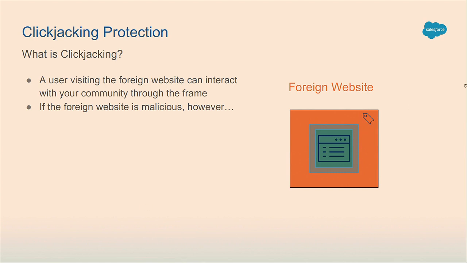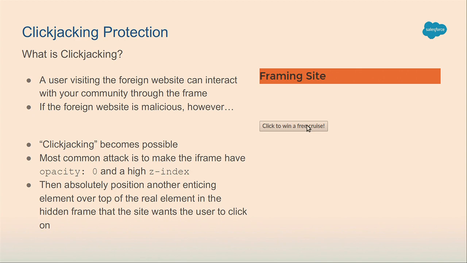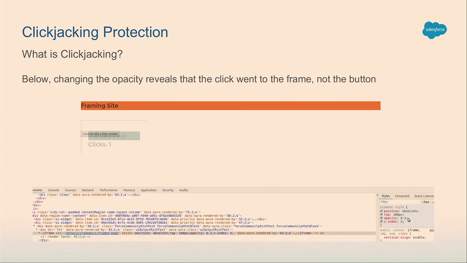So there's lots of valid use cases for this, but not every website out there is friendly, and they can just put your community in an iframe if they feel like it, and that's when clickjacking becomes possible. Essentially, they load your community in an invisible iframe with style rules and try to convince you to click on something that you think is their website, like a free cruise button, but really the click gets registered on the community itself, so they've essentially hijacked your click.